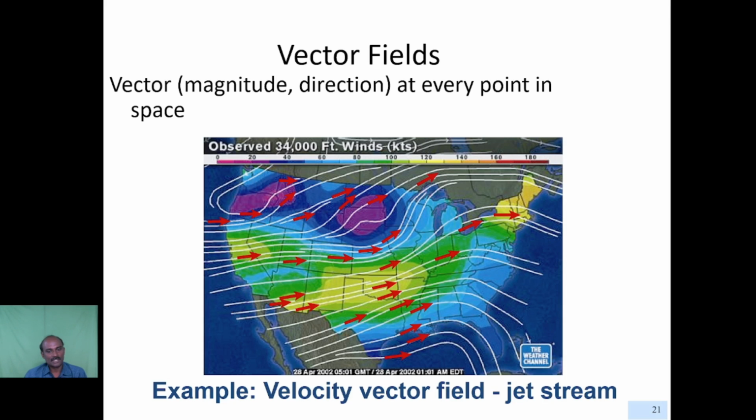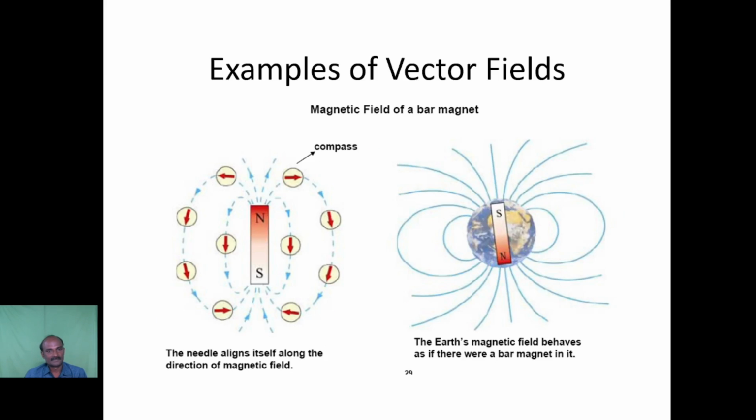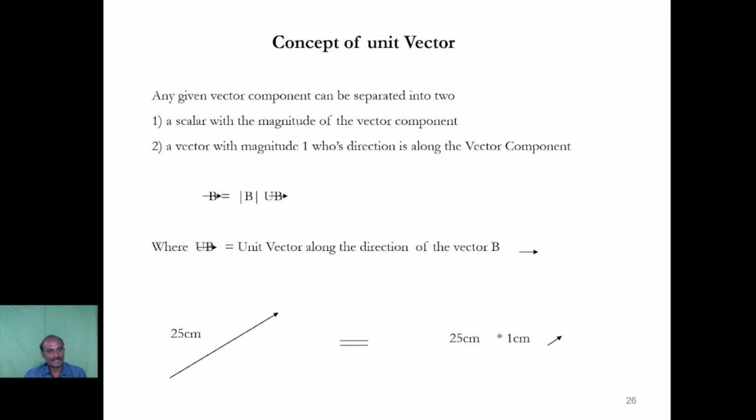A vector field is quantified by both the magnitude as well as the direction. An example is the magnetic field, which is a vector field. Surrounding a magnet, we have magnetic fields, quantified both in magnitude as well as direction. It is a vector field.